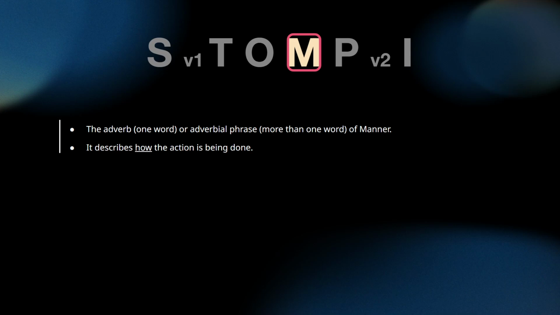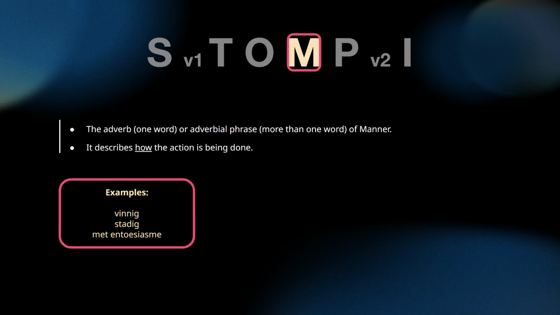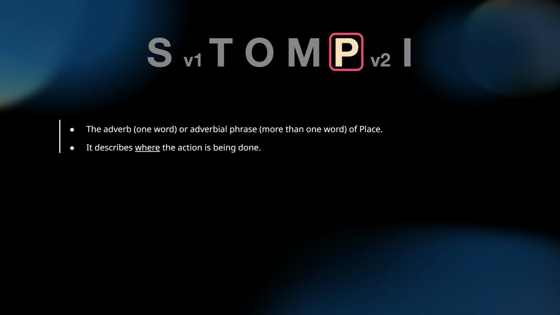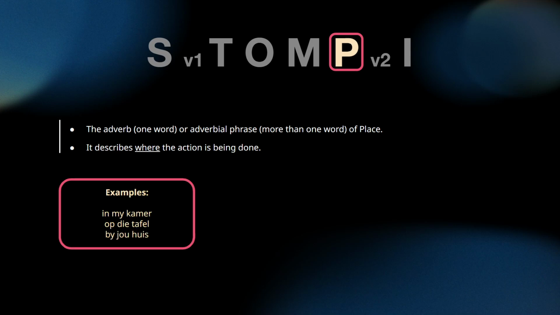Next, let's take a look at the adverb or adverbial phrase of manner. It describes how my action is being done. For example, vinnig, meaning quickly, stadig, meaning slowly, met enthousiasme, meaning with enthusiasm. Next, we have our adverb or adverbial phrase of place, and this describes where the action is taking place. For examples, in my kamer, in my room, op die tafel, on the table, by jou huis, at your house.